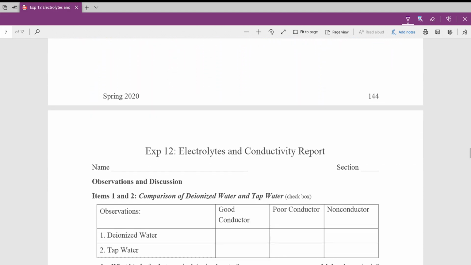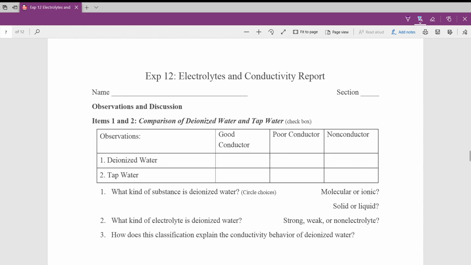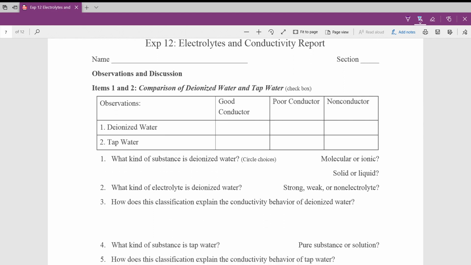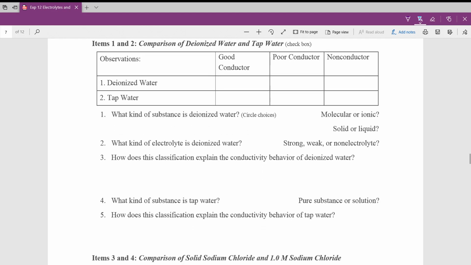All right, let's go through this lab real quick, highlight a few things. There's a slideshow with pictures of all of these things except for the deionized water, but I explain that one to you. All right, so note here, under deionized water and tap water, for this one we're comparing deionized water and tap water together. That's how this whole lab is set up, so you're comparing a couple or three things together. So all you got to do, circle your choices. Is it a molecular or ionic compound? Is it a solid or a liquid? These are meant to be easy.